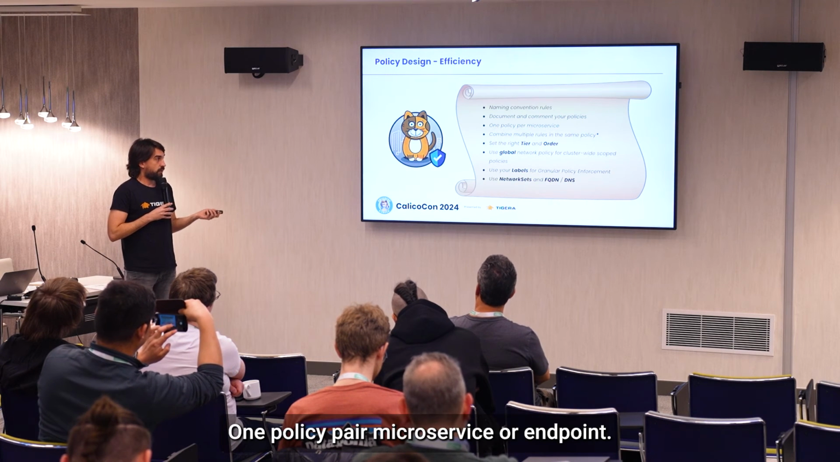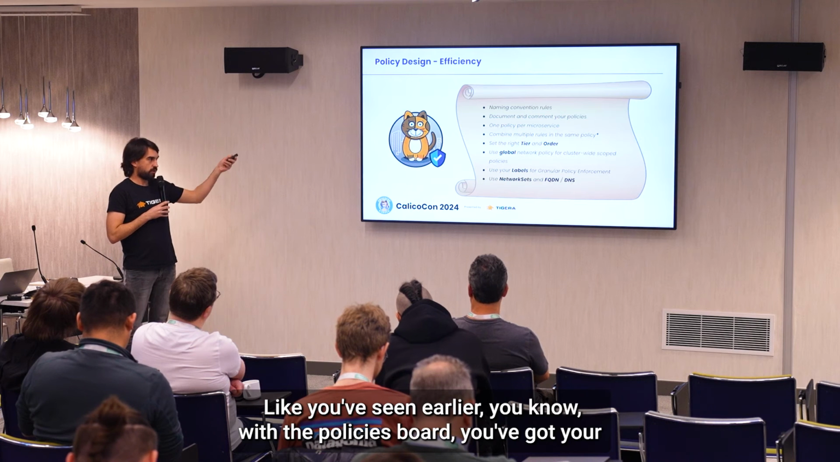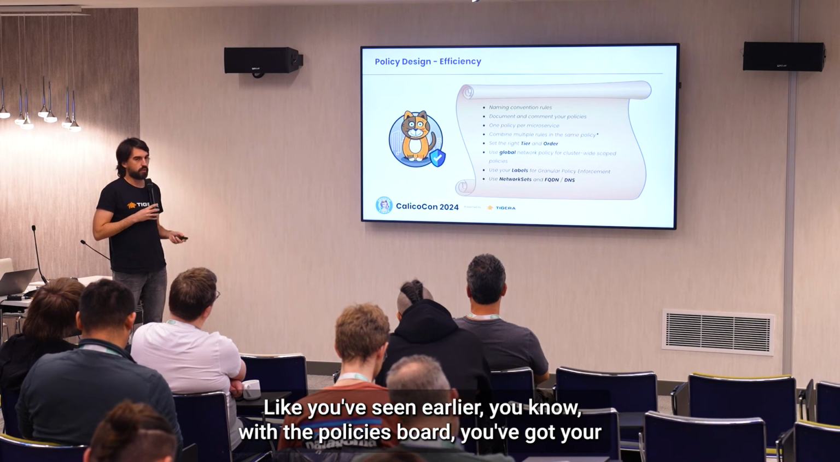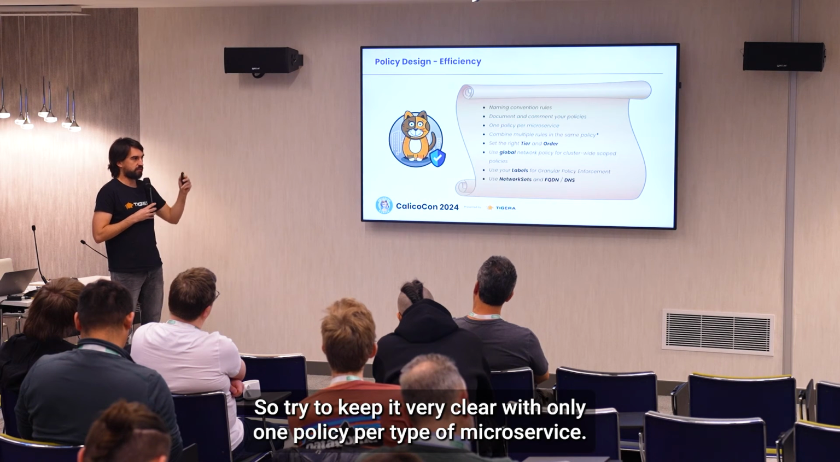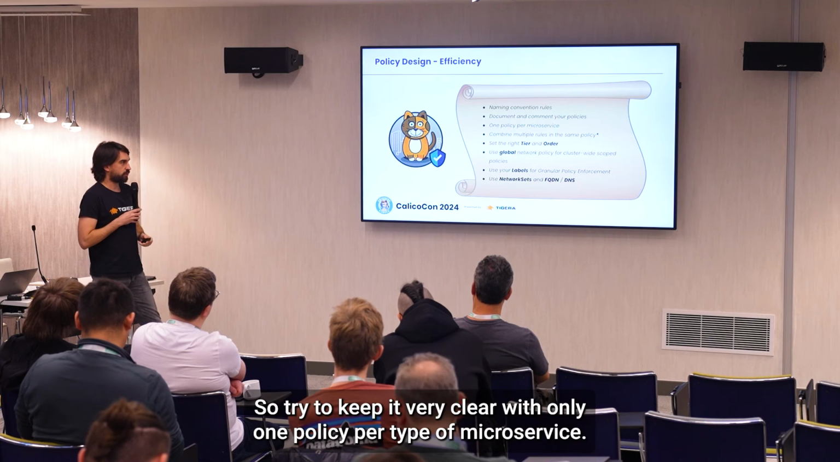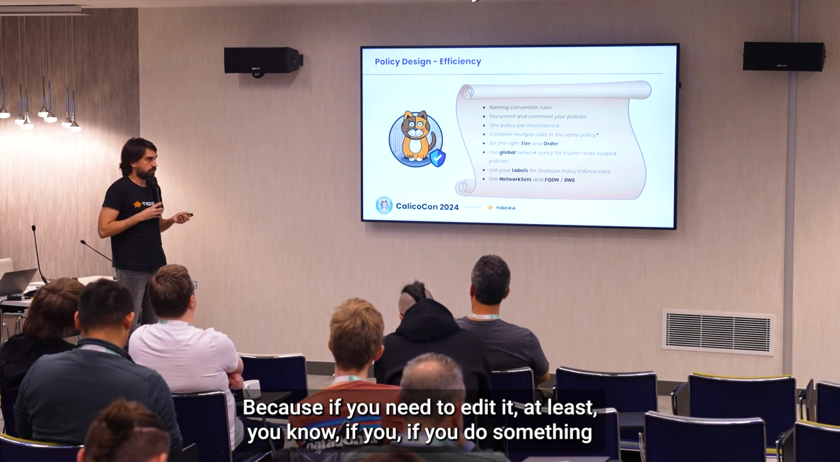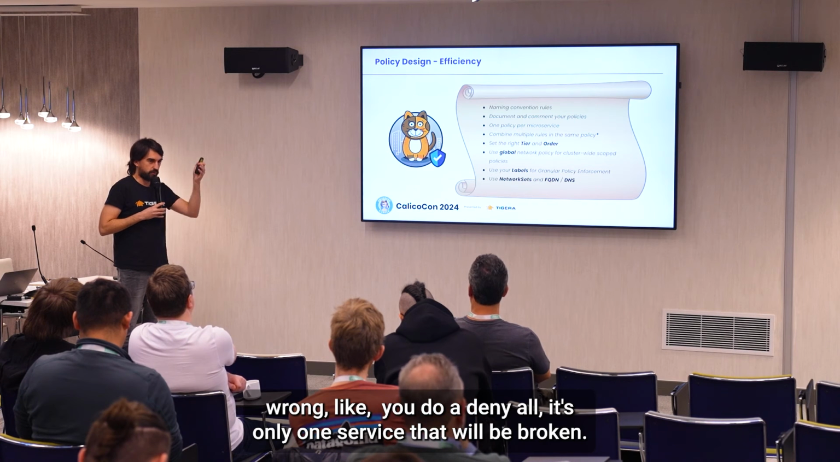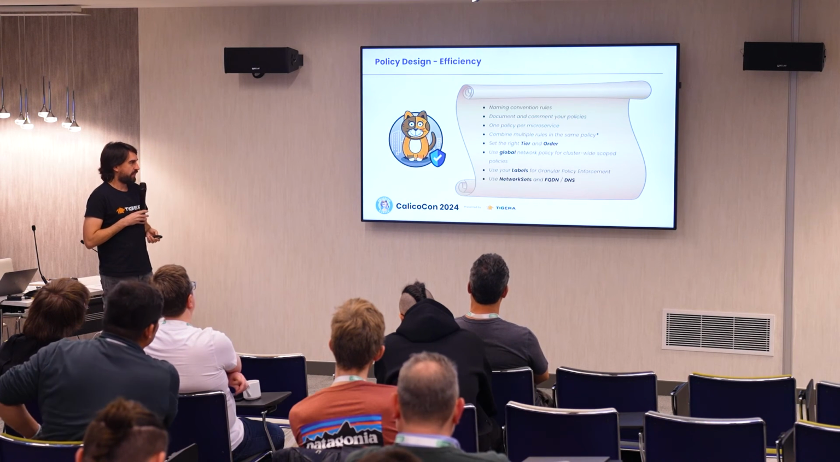One policy per microservice or endpoint. Like you've seen earlier, you know, with the policies board, you've got your ad service, your email service, and so on. So try to keep it very clear with only one policy per type of microservice. Because if you need to edit it, at least, you know, if you do something wrong, like you do a deny all, it's only one service that will be broken.